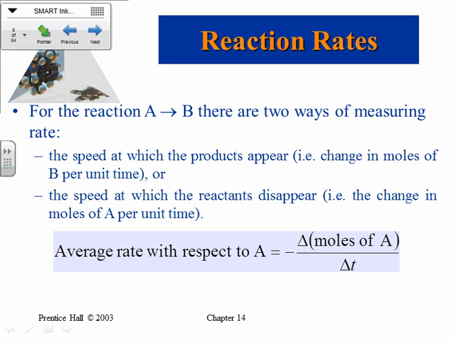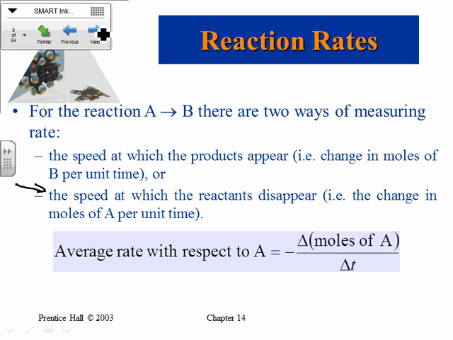And this is kind of what I'm saying. Reaction of A to B, there are two ways of measuring that rate. One is how fast the products are appearing. The other is how fast the reactants are disappearing. And that actually is this second one here, the speed at which the reactants disappear. That's the way you're typically going to see reaction rate measured. It's usually going to be the speed at which the reactants disappear.